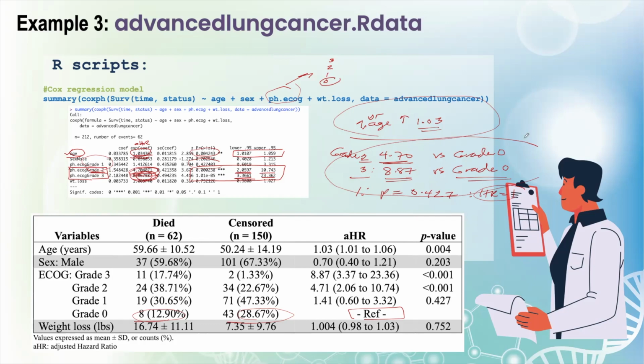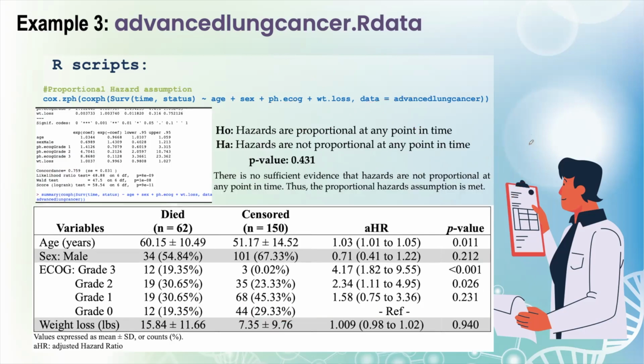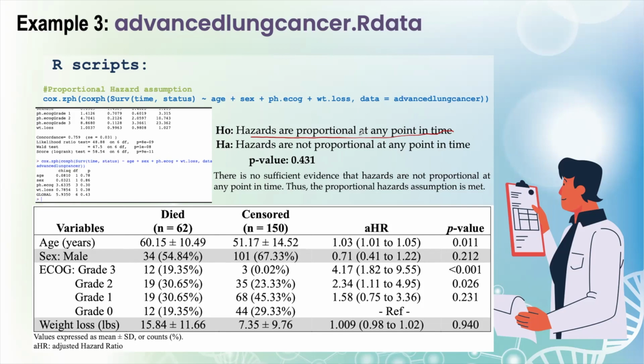And further, I want to introduce here what we call the assumption in the proportional hazard, in which the null hypothesis is that the hazards are proportional at any point in time. That's why a while ago I always said at any point in time. So the null hypothesis is that the hazards are proportional at any point in time, meaning the hazards do not change across time. It's constant, it's fixed at any point in time. Alternative hypothesis, the hazard changes at any point in time.